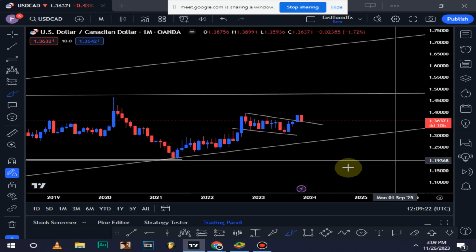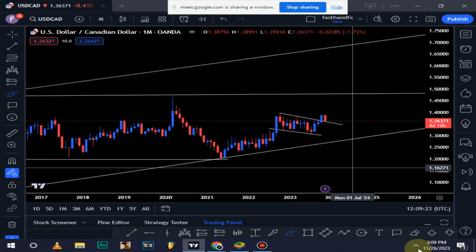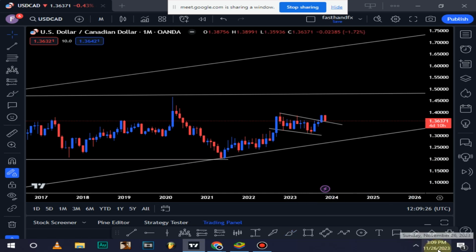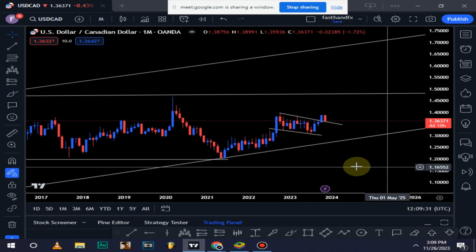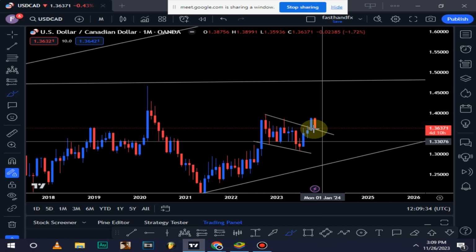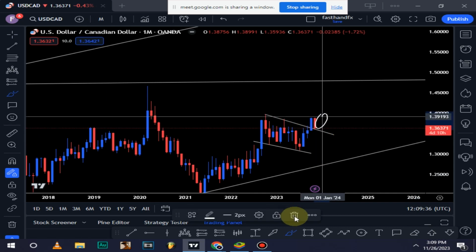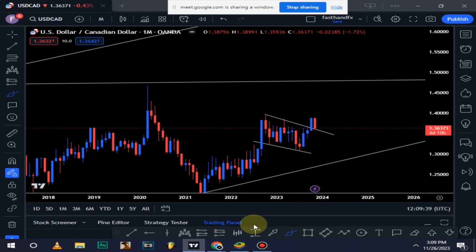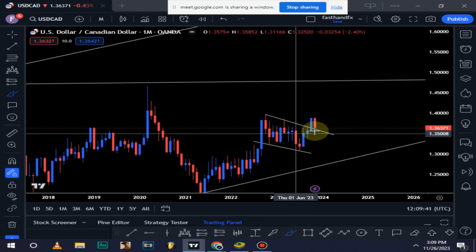Can you see that, guys? The month is coming to an end. We are on 26th November, and guess what? This red candle is just a pullback, a 1 month pullback. So the market has not broken.